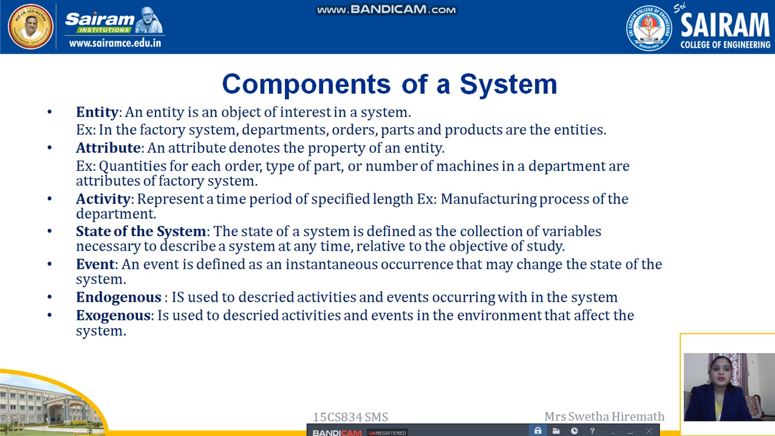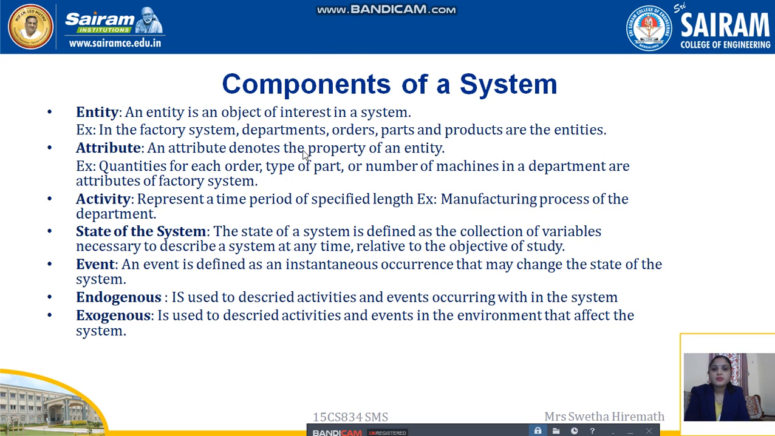An entity may be either a customer or a service provider. For example, in the factory system, departments, orders, parts and products are the entities. If we consider the college system, there we have the departments and the semesters, the students, the faculties and the management. All these come under the entities of the system. So the next component is attribute.